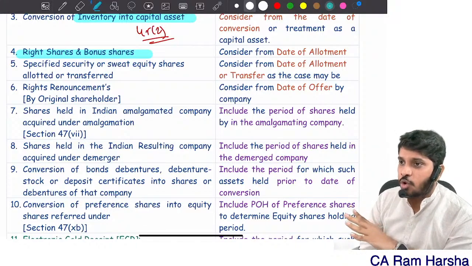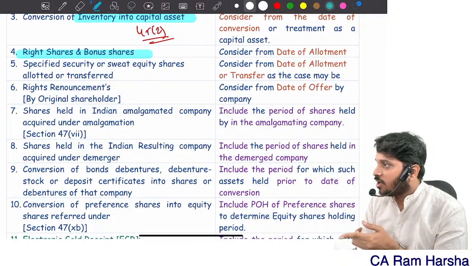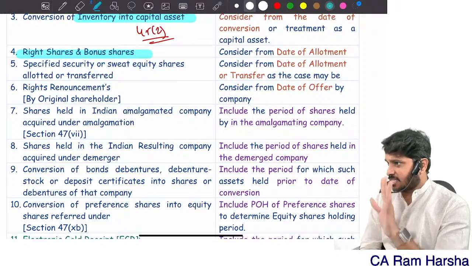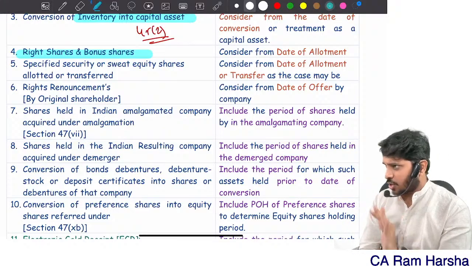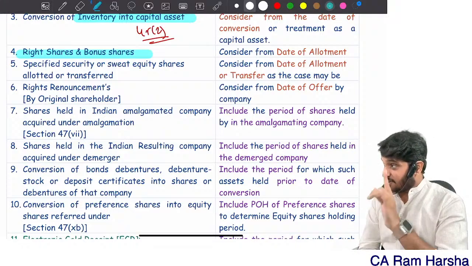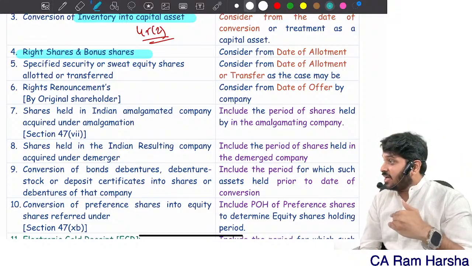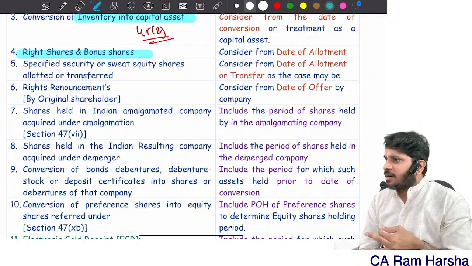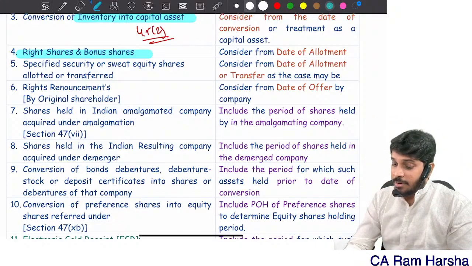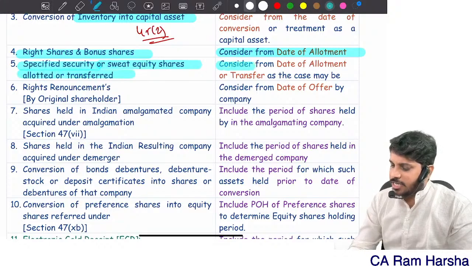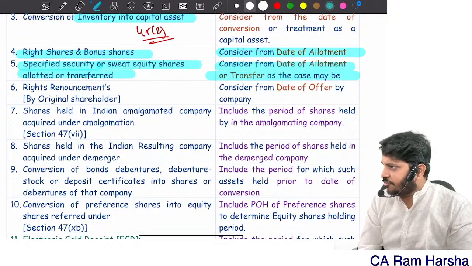When I purchase in the open market or secondary market, is it called a bonus share or a right share? No. The words bonus and right are used before a share only when it is directly allotted by the company. If shares are allotted by the company directly to me, the period of holding will be considered from the date of allotment. In the same way, for specified security and sweat equity shares, we will consider only the date of allotment.